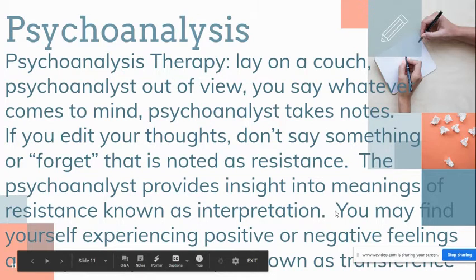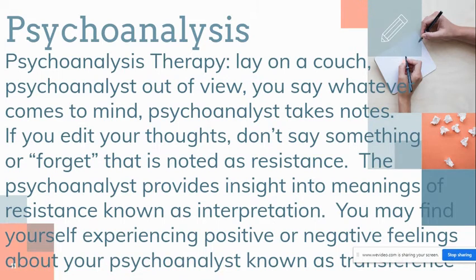So here's kind of how it works. You've probably seen things like this in pop culture, where the person lies down on the couch. The psychotherapist is behind their head, so they can't really see them. I feel like they're sitting in a big chair, probably with their legs crossed and a book, just taking notes. And the person does free association, just starts saying everything.